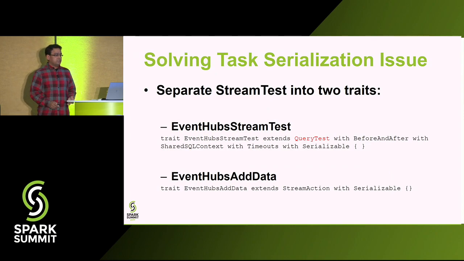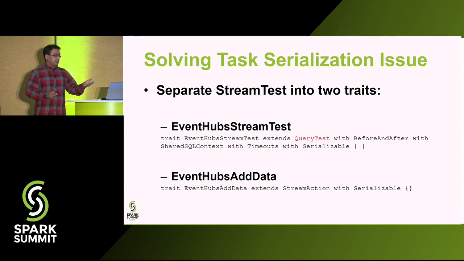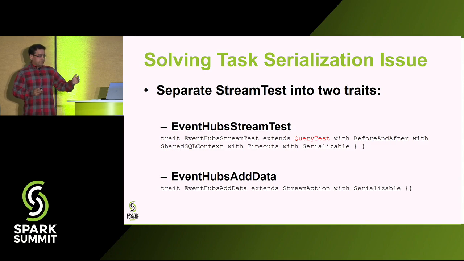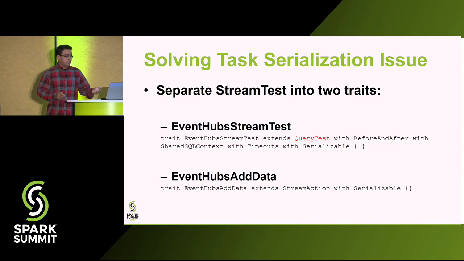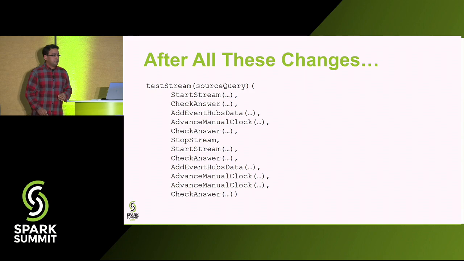We just refactored the code. We could not use the stream test directly, so we divided stream test into two parts. One is EventHubs stream test, and the other is EventHubs add data. These are the two traits, and if you look at it, EventHubs add data does not have any link to the fun suite, so the serialization problem is gone. After all these changes, we can now compose tests, and they are very similar to how Kafka sources are unit tested. We can have a sequence of actions like start stream, check answer, add EventHubs data, advance manual clock, check answer, stop stream, etc.